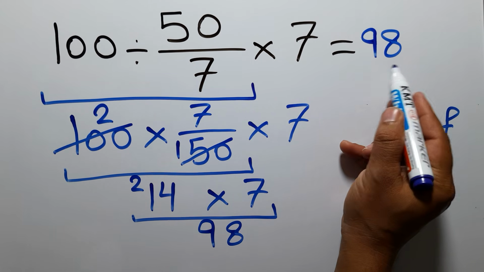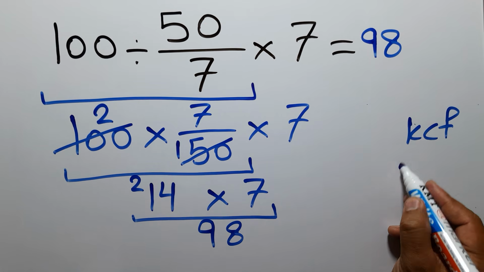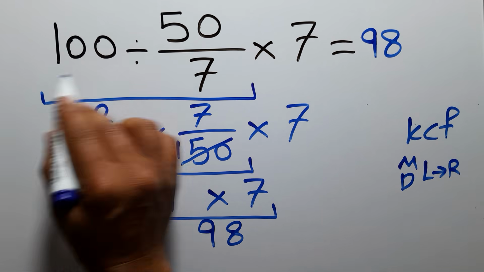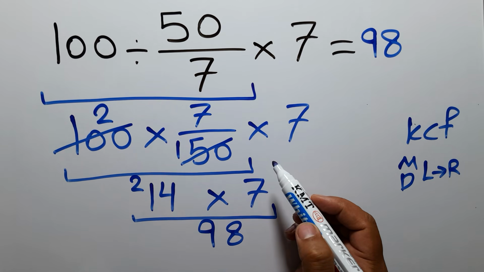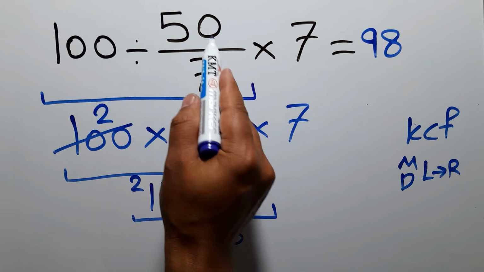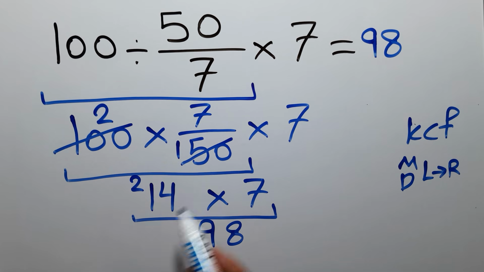98. And this answer is correct because according to the order of operations, multiplication and division have equal priority and we have to work from left to right. So here, first we have to do this division, then this multiplication. Okay, so first this division: 100 divided by 50 over 7, which gives us 14. Then this multiplication: 14 times 7, which equals 98. So this answer is correct.